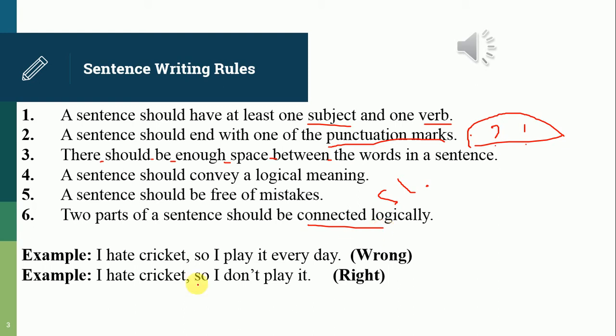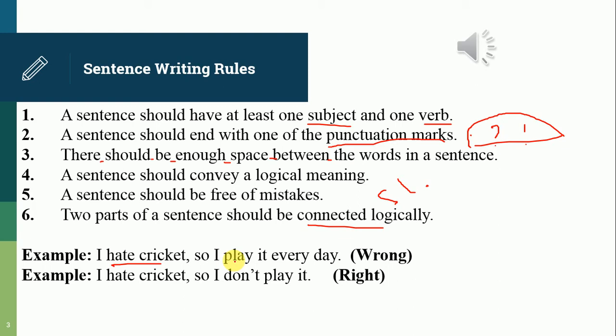So, examples of the sentence. I hate cricket, so I play it every day. Now, look at this. If you hate something, how could you play it every day? Now, this is a group of words. These are two sentences, but connected illogically. So, there is no logical connection between these two sentences.